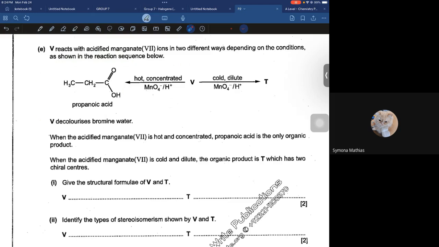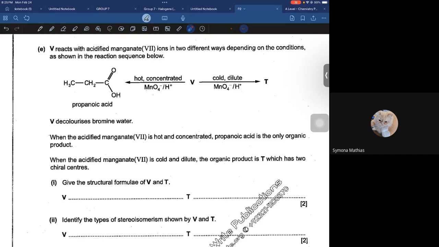Or whenever we have an alkene, we can also convert this into a carboxylic acid. So we have multiple ways. Now we have to think. They have given us some statements: when acidified manganate is hot and concentrated, propanoic acid is the only organic product. When the acidified manganate is cold and dilute, the organic product is T, which has two chiral centers. Give the structural formulae of V and T.